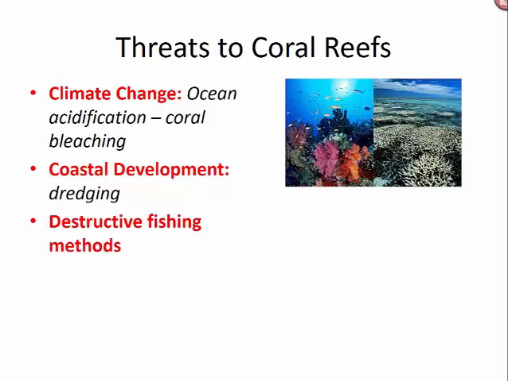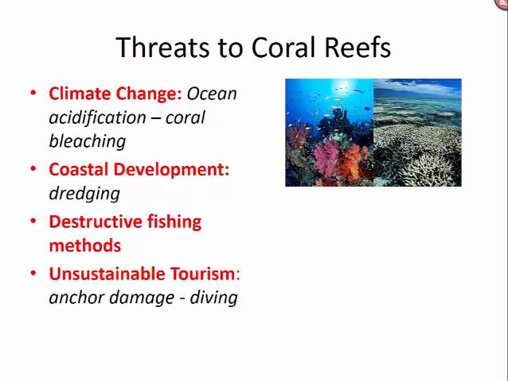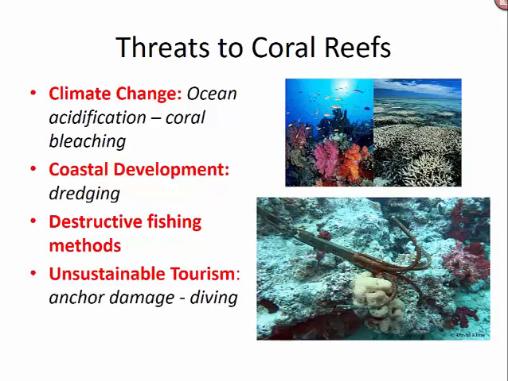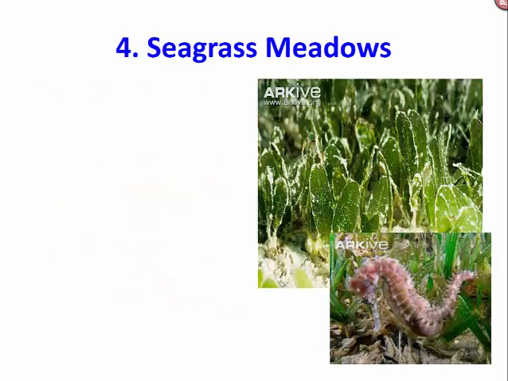Destructive fishing methods, where we overfish. And finally, unsustainable tourism. Tourism is good, it brings in money. But in these areas, people often throw out an anchor, and that can actually hook into the coral reefs, and especially when we take away the anchor, rip away the coral reef structure.